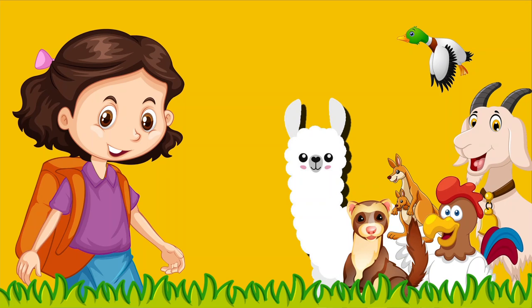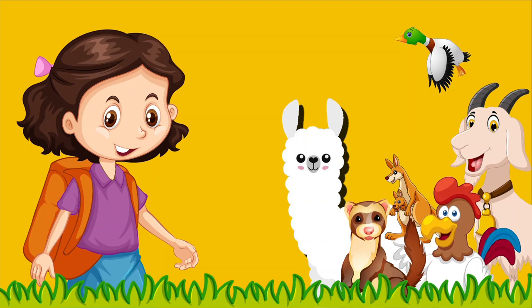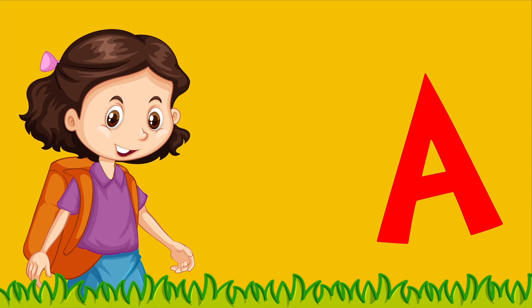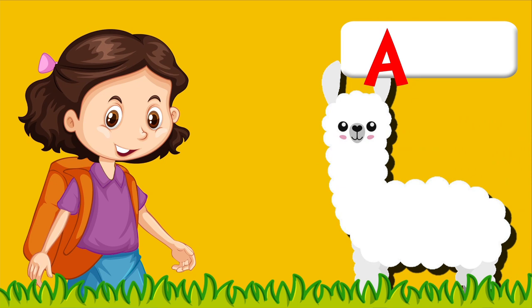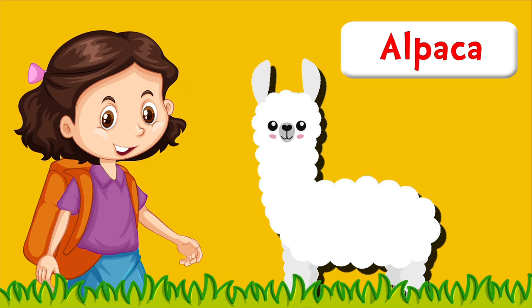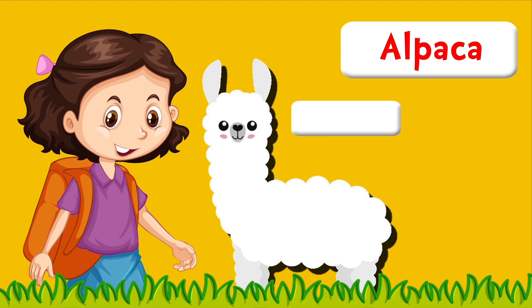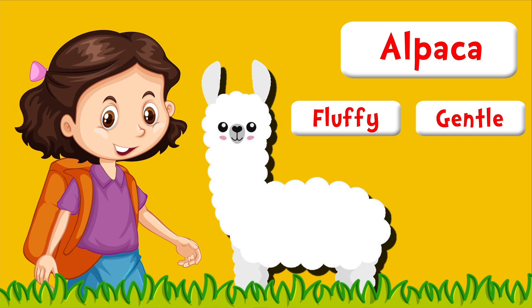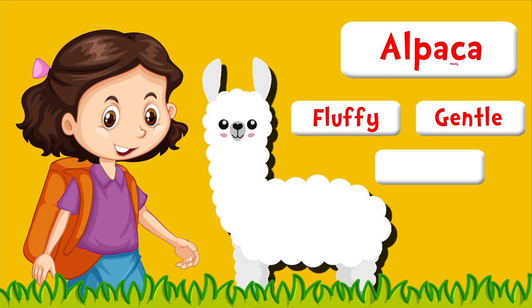Welcome to A to Z Farm Animals for Toddlers. Let's learn about the different animals you might find on a farm. A. A is for alpaca. Fluffy. Gentle. Woolly.